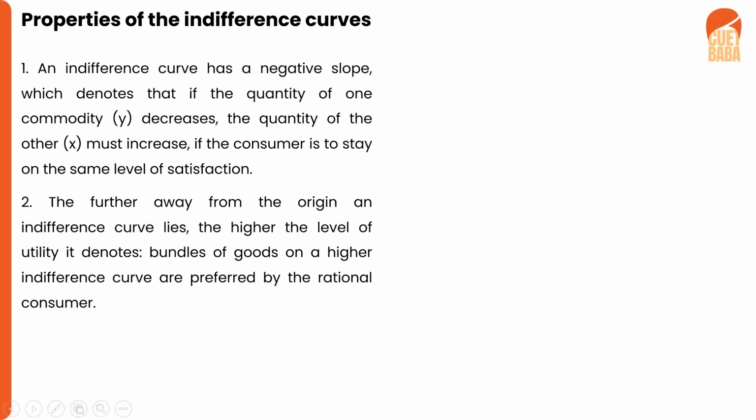Moving on. So here the explanation for each property is given, where we can see the first one being indifference curve has negative slope. Why does it have a negative slope? Because it denotes if the quantity of one commodity decreases, the quantity of another must increase, as shown in the diagram before this, where one decreases and the other one increases. Okay. Next one, the further away from the origin the indifference curve lies, the higher the level of utility, that we had discussed earlier as well.